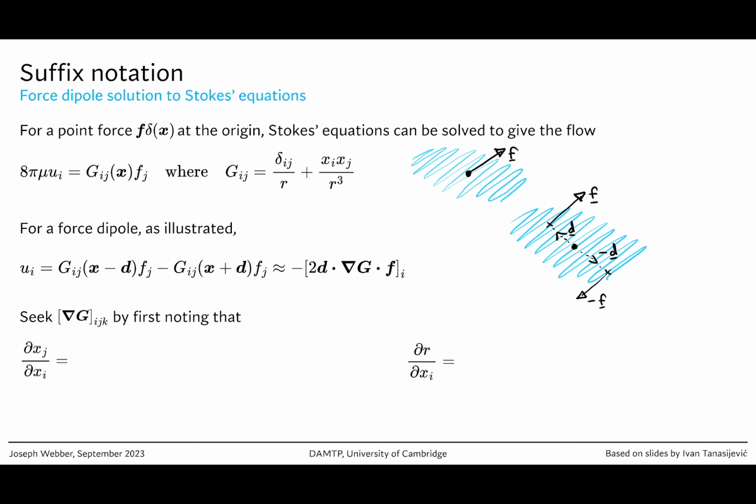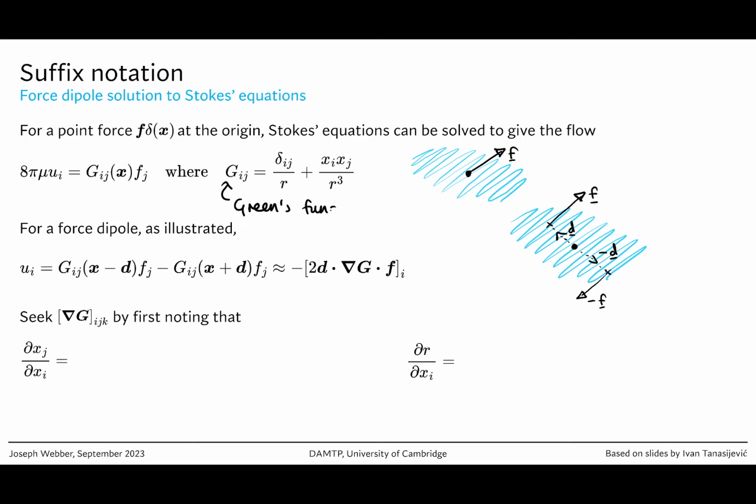This is an example from fluid mechanics. You don't have to understand the fluid mechanics in it to be able to do it. But Stokes' equations, which are covered in another one of these videos, can be solved for a point force at the origin to get this solution here. U is related to the point force using this second rank tensor here. G is very suggestive here. This is a Green's function.